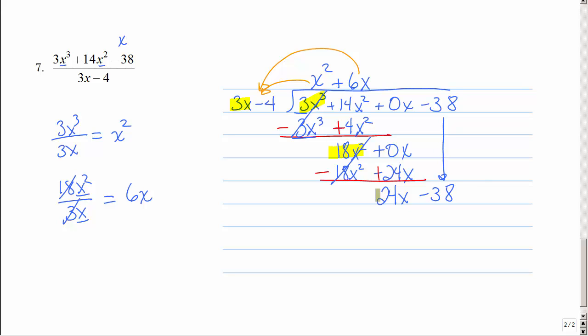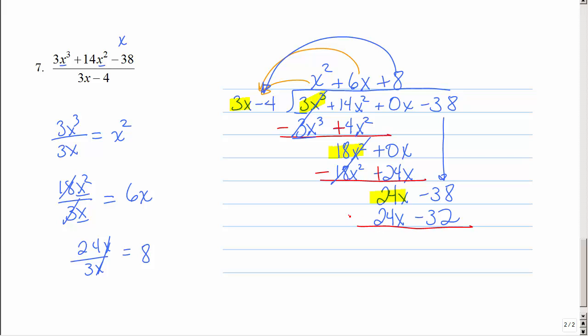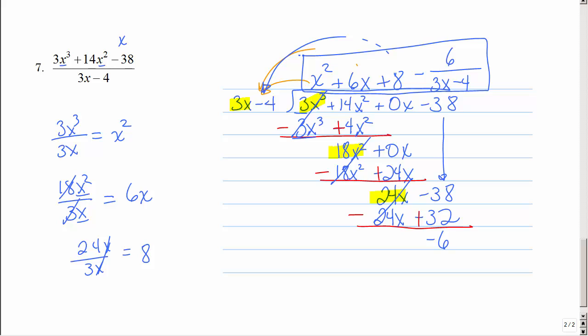This is a little bit longer. So again, we divide those two. 24x divided by 3x is positive 8. And of course we're multiplying by what's in front. Draw that line, change those signs, don't get lazy now. And we have a negative 6. So I'm just going to say minus 6 because of the negative over 3x minus 4. So that would be my quotient without all those lines, of course. But we would have x squared plus 6x plus 8 minus 6 divided by 3x minus 4.